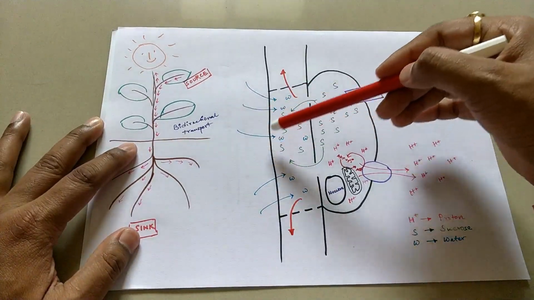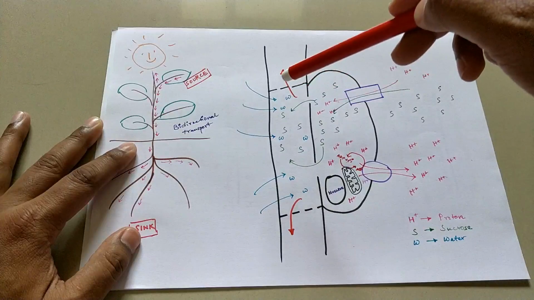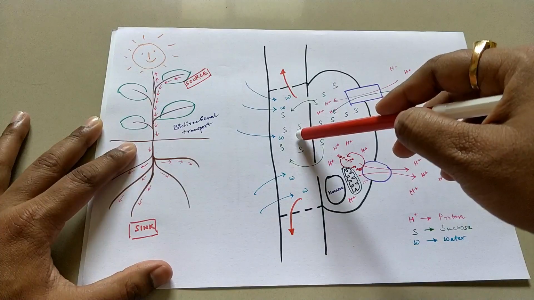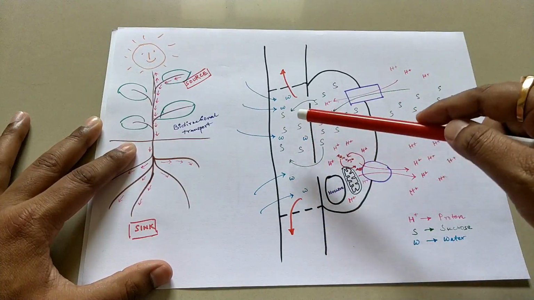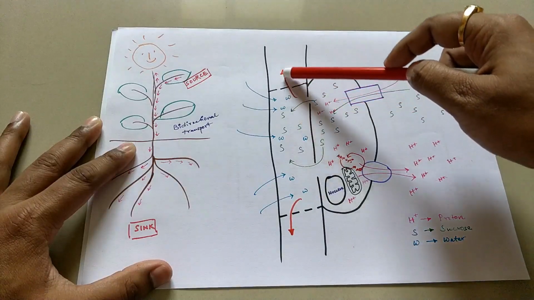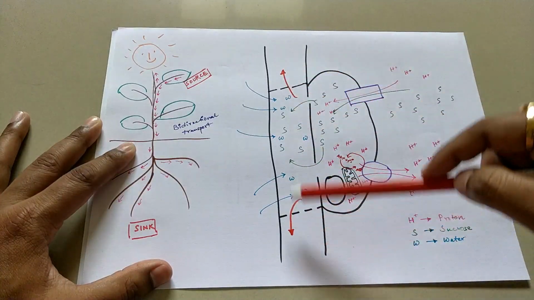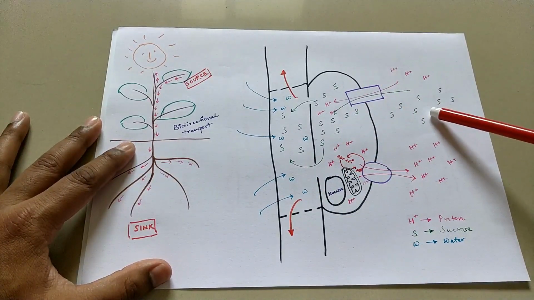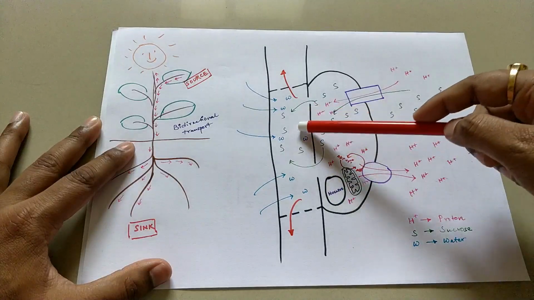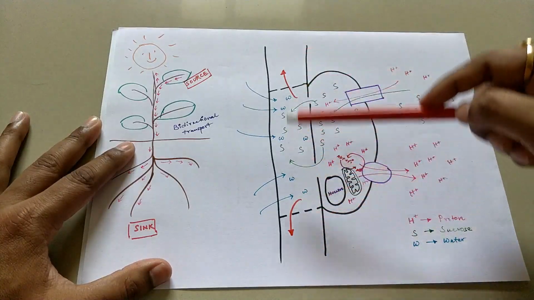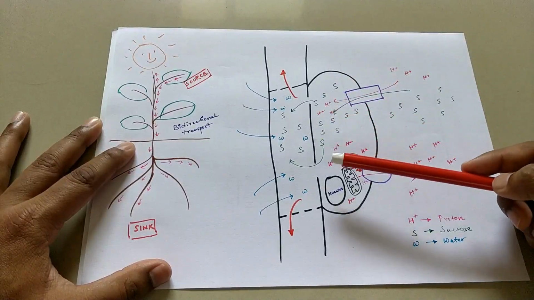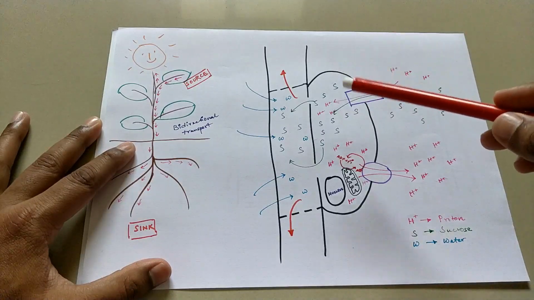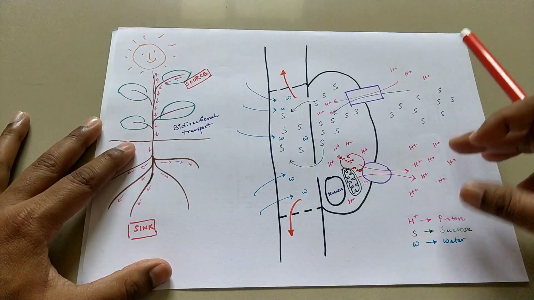The moment you develop the hydrostatic pressure here, that pressure will lead to the translocation to happen. As a result, this sucrose molecule will start getting translocated towards the sink. So from the source, via different cells, towards the sink, this is the mass flow hypothesis, a mass flow theory, right? That's about the translocation. I hope that makes sense to you.